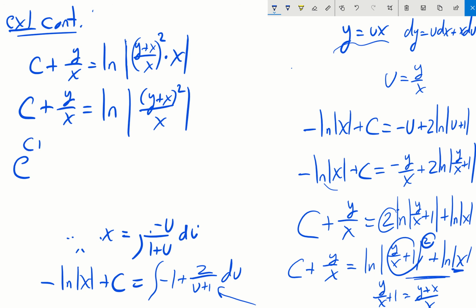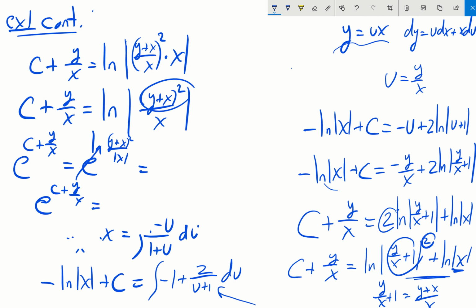So we have e to the c plus y over x equals e to the ln of the absolute value. And realistically here, because this top term is squared, you wouldn't need the absolute value over that piece of it. You would still need it over the x, which is kind of in there in the denominator. So we get, this cancels. We have e to the c plus y over x equals y plus x squared divided by the absolute value of x.